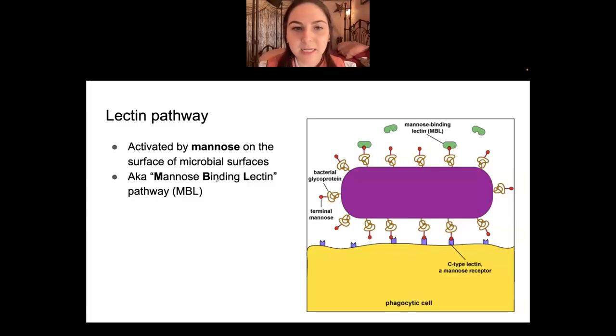And mannose binding lectin, we did briefly talk about this yesterday. It's one of those acute phase proteins. IL-6 is going to trigger the liver to produce acute phase proteins, and this is one of the ones that you can get: mannose binding lectin. And we'll go into more detail about this.